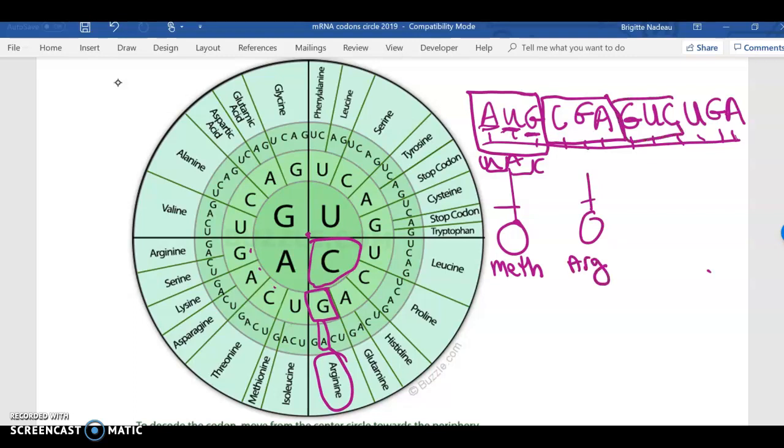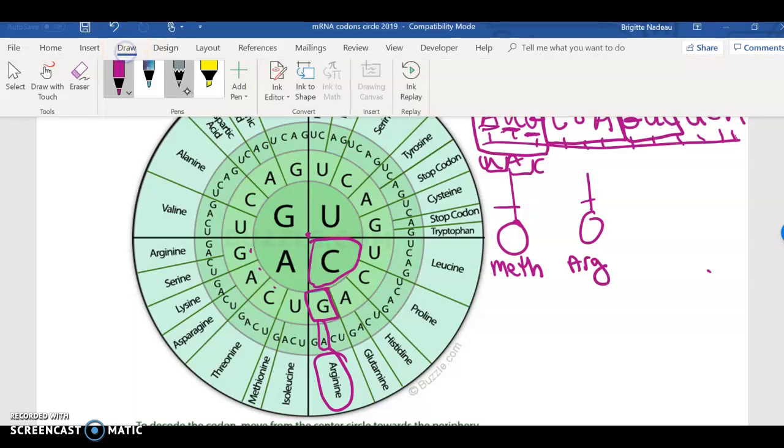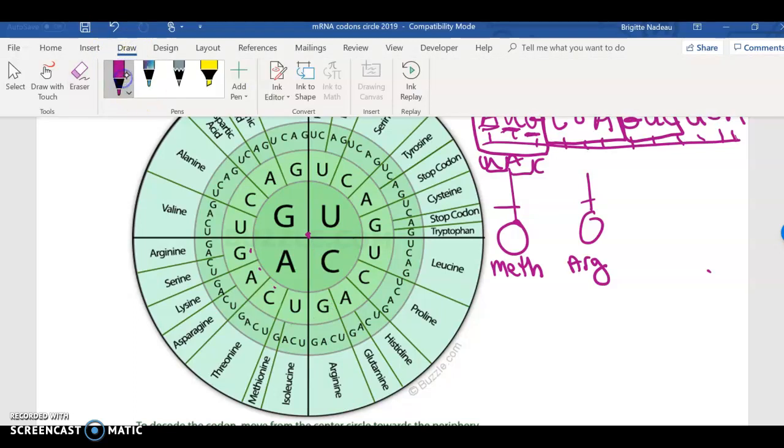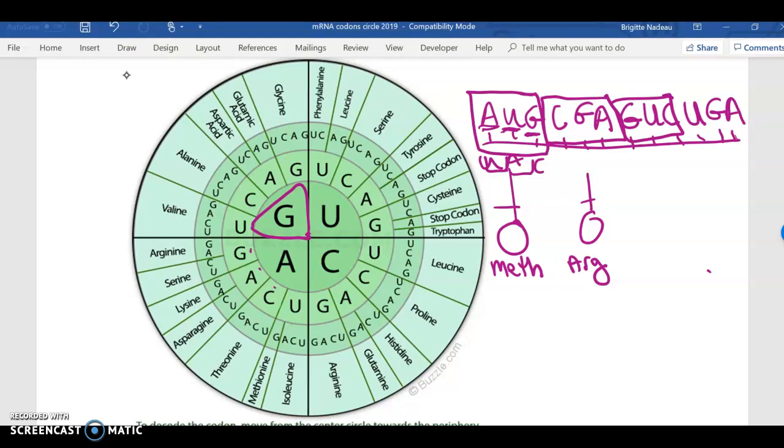Okay, our third one is GUC. Once again, we start in the middle. This time it's G, then U for the second base, and then it doesn't really matter, but it is C for the third base, and that gives us valine. So valine. And then finally we have UGA.